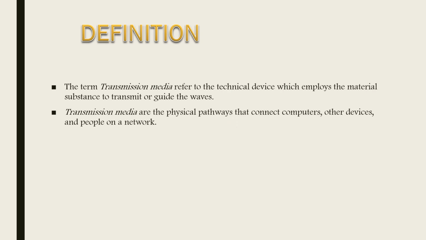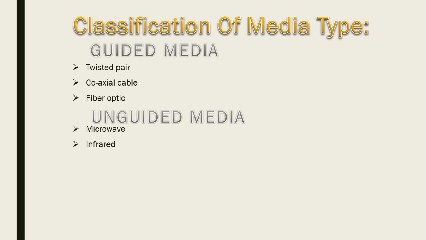What is transmission media? Transmission media refers to the technical devices which employ a material substance to transmit or guide the waves. It is a physical pathway that connects computers and transfers the connections. There are basically two types of media, guided media and unguided media. Guided media consists of twisted pair, coaxial cable and fiber optic cables, and unguided media includes microwave and infrared rays.